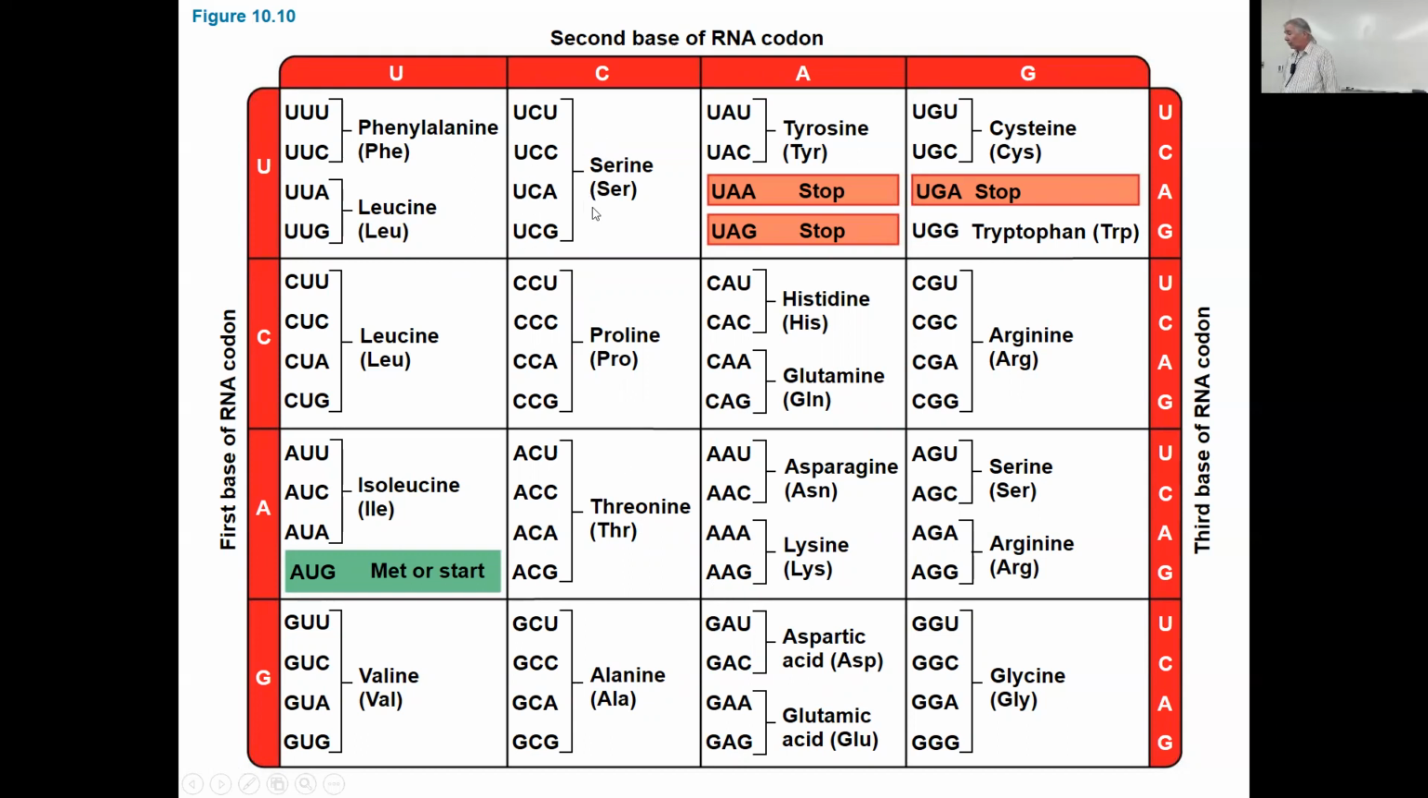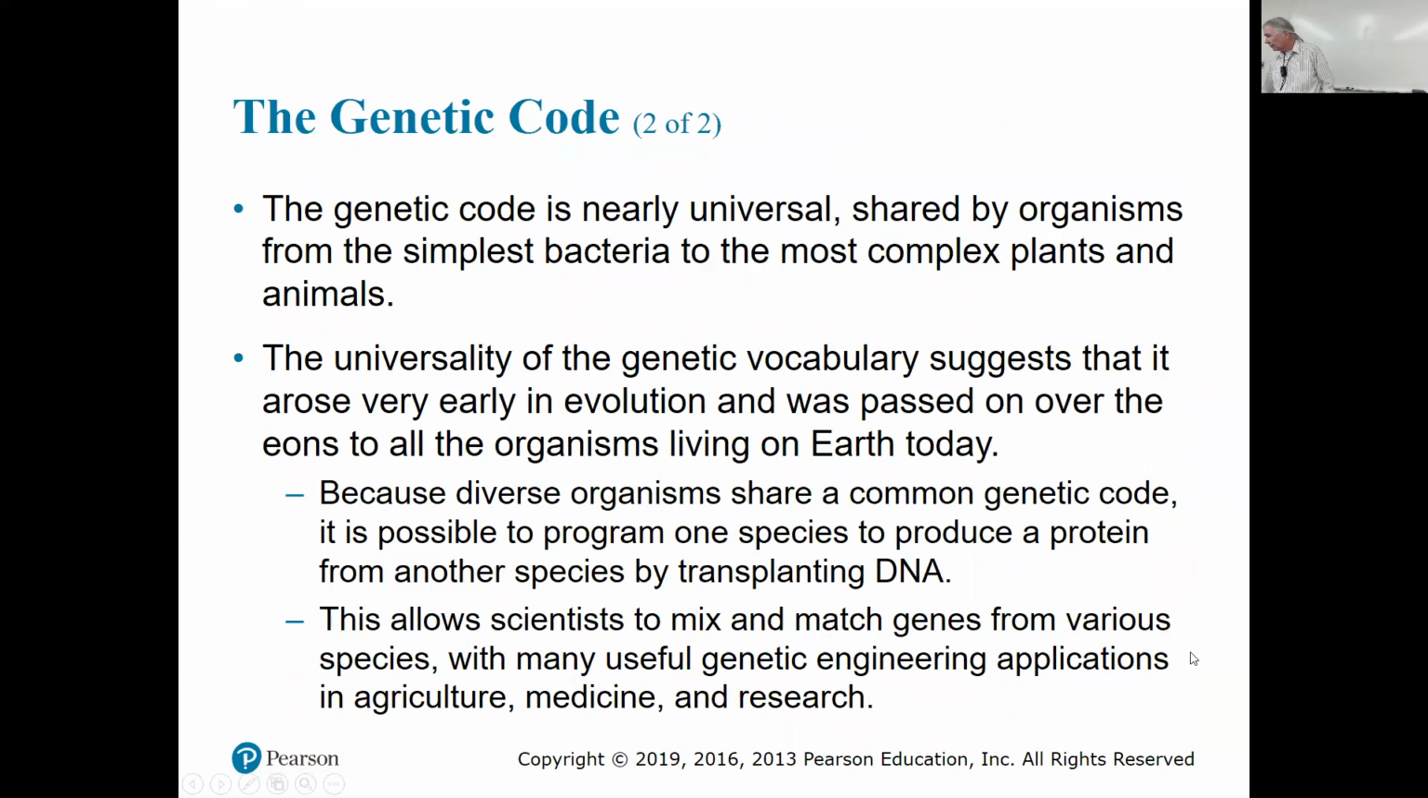Actually, serine has 6, I think it's the most. Some amino acids are coded for by 6 different codons, some by 2, some by 4, and like I said, a couple of them just by 1. I think it's tryptophan and methionine only coded for by 1. So first, second, third base. Okay. Like baseball, first, second, and third base.